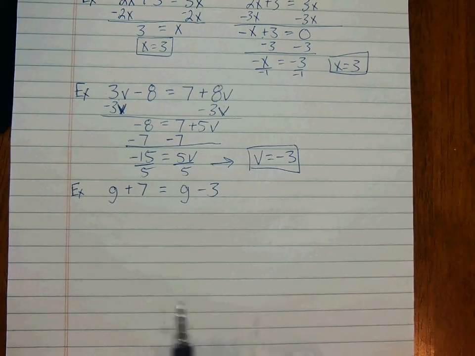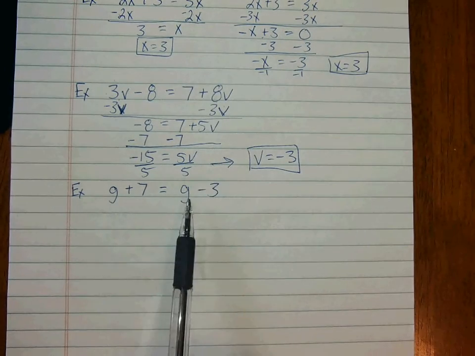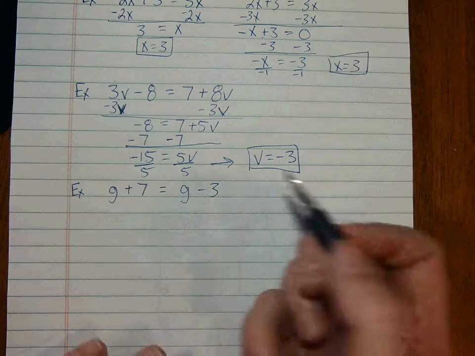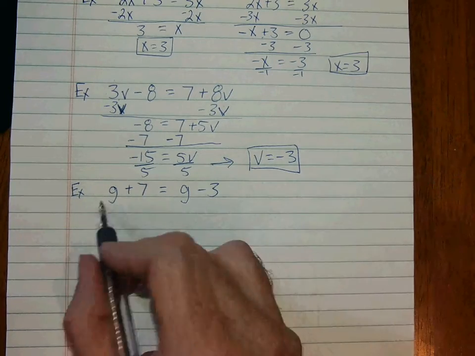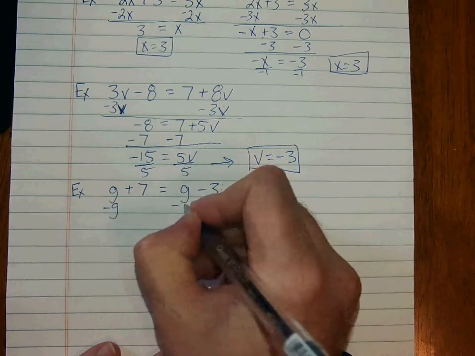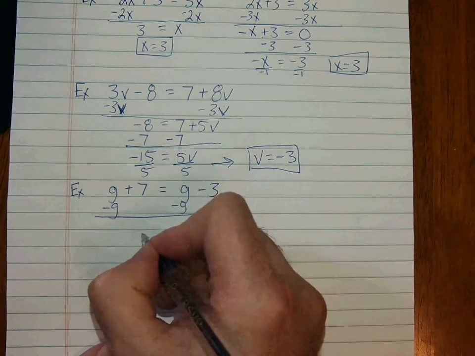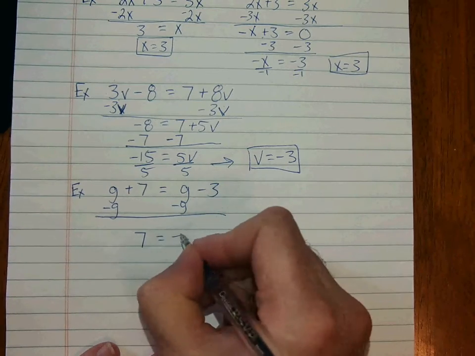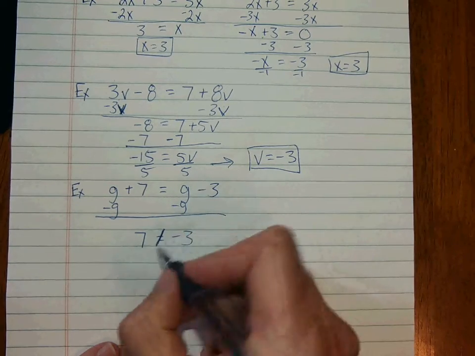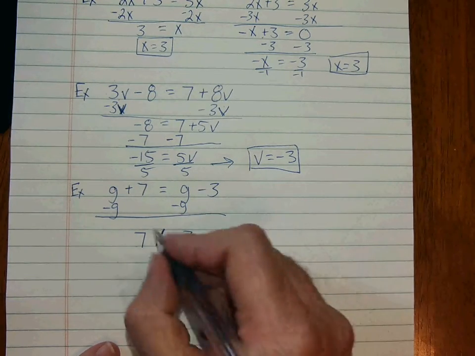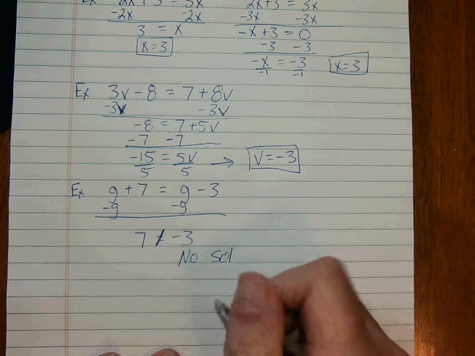Moving on to the next example. This one's going to be a little bit different than the other ones because when you locate your variables, you'll notice that they're both the same, so one isn't smaller than the other one, so you can choose either one to get rid of. But when you get rid of one, you actually get rid of the other one. So you basically end up saying that 7 equals negative 3, which we know cannot be true. 7 is never going to equal negative 3. So this particular problem has no solution.